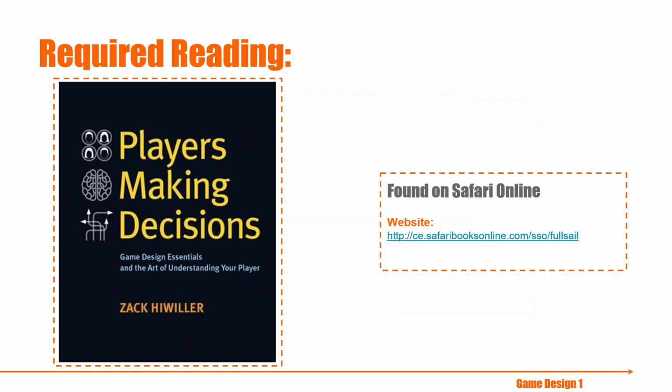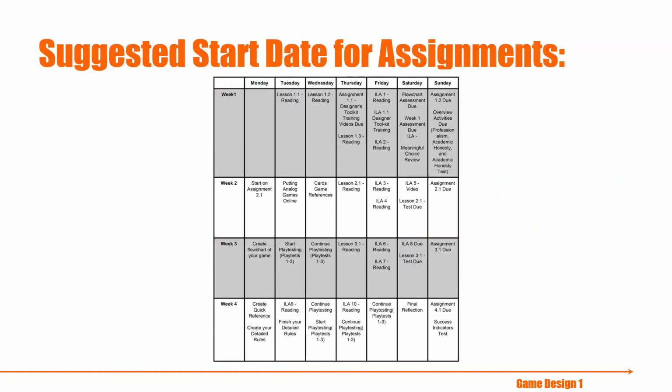The required reading materials will be found in the book by Zach Highweller. It's called Player Making Decisions. You can find it on Safari online using that link that you see there. This link is also posted on FSO in the Welcome to Game Design section in that document. For this class, we do have suggested start times for assignments, and you can see the due dates. Now, this slide is also available in the Welcome to Game Design document found on FSO. So you don't have to pause the video here. You can just go to FSO and see it, or you can actually just download it from FSO.